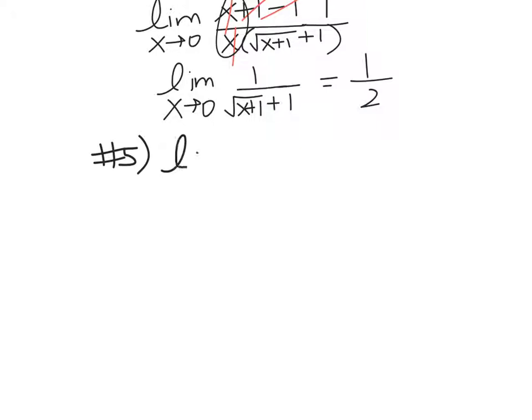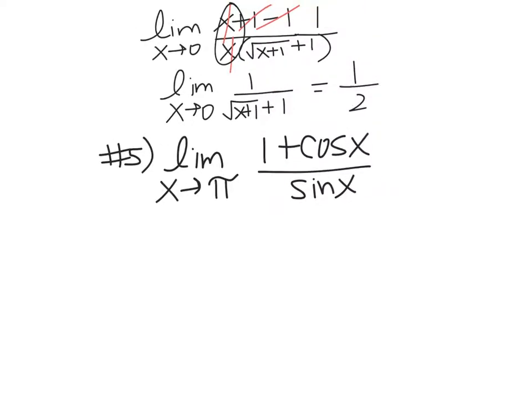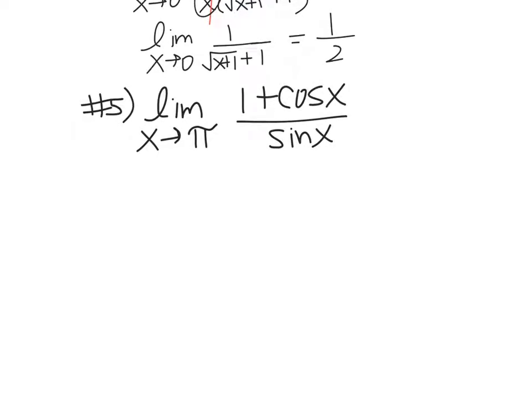All right, here we go. The limit as x goes to pi. Uh-oh. What do you think we're going to use here? Yes. 1 plus cosine x over sine x. You think, okay, that's not a problem, but once you plug in pi, you get 0 over 0. No good. So what we're going to do is use conjugates. We're going to multiply top and bottom by 1 minus cosine x.